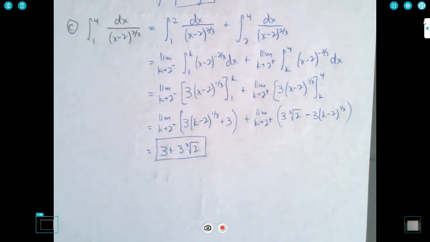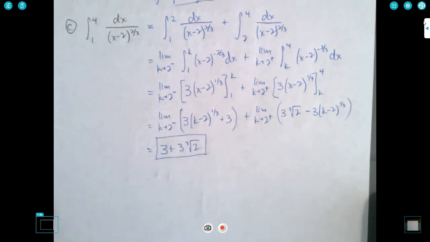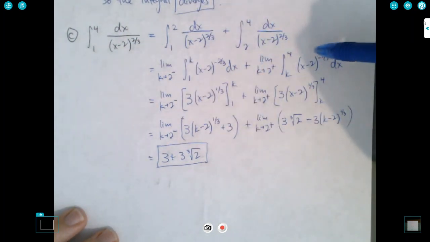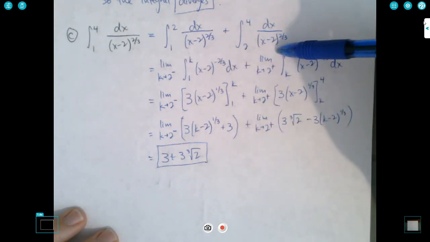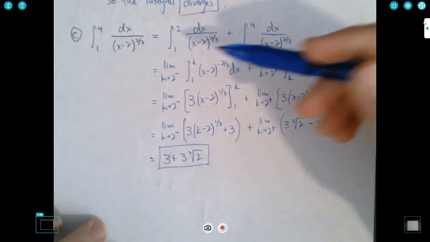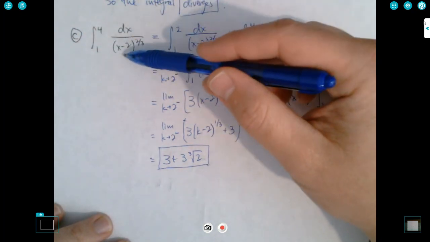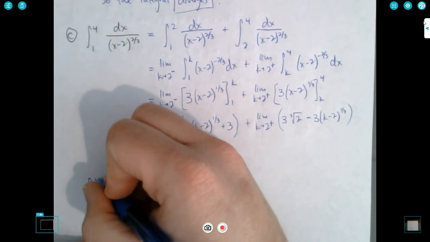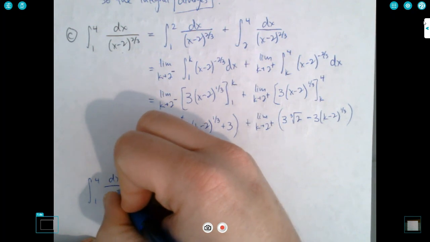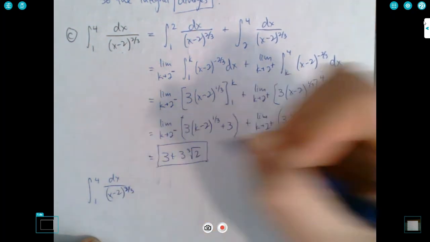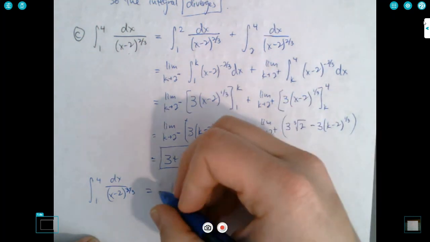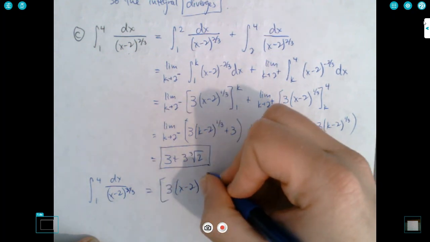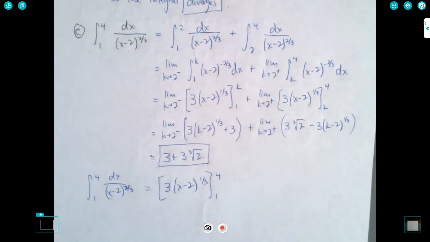But I did want to say one more thing before I call it a day. It may seem like extra steps or something, but it's not, because if you ignored the fact that there's this discontinuity at 2, and you just went, you know, integral from 1 to 4 dx over (x minus 2) to the 2/3, and then you just evaluated this integral, right? And you got 3 times (x minus 2) to the 1/3 evaluated from 1 to 4. Then you would be misled, right?